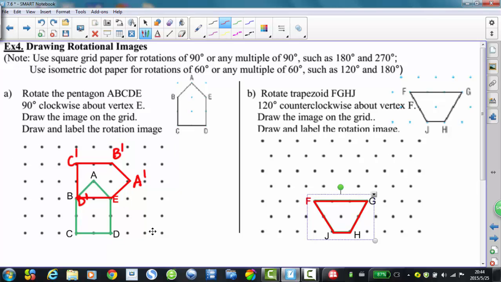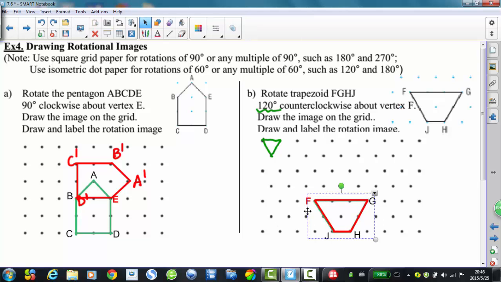Those dots are called squared grid paper because in the first one, I only need to rotate 90 degrees clockwise. But in the second one, I need to rotate 120 degrees. 120 is a multiple of 60. So this reason you will see all those dots, they can form the equilateral triangle. So those kind of dots are called isometric dots.